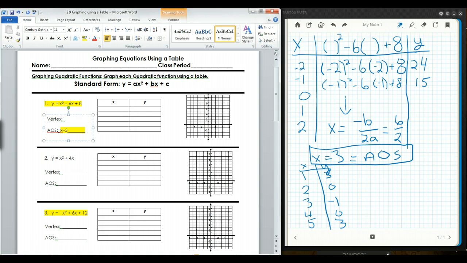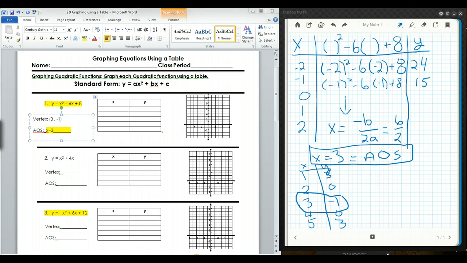Let me fix this here real quick. And there it is right there in the middle of your T-chart. There we go. 3, negative 1.